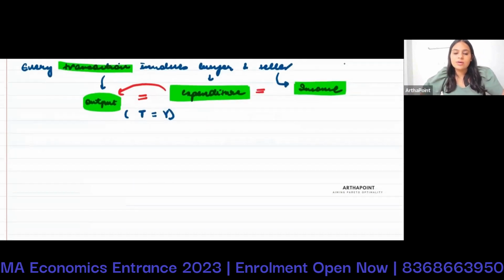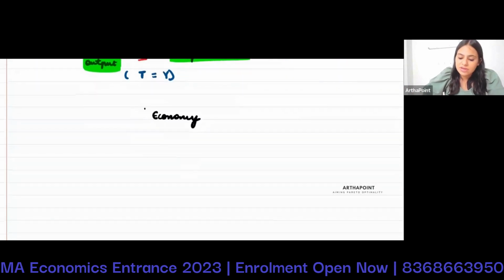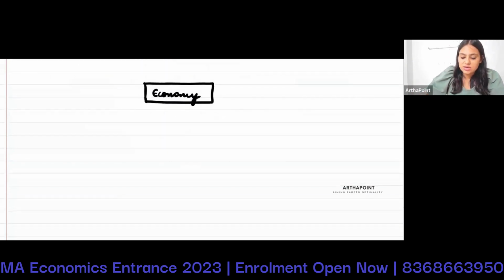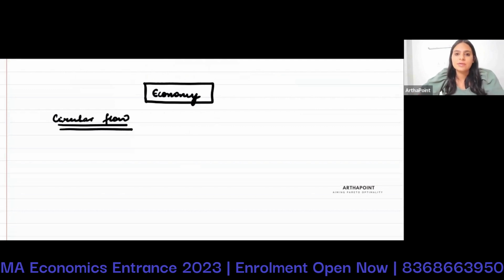Now, if we have to talk about economy, there can be various circular flows of economy. You would have seen the circular flow as 2 level, 3 level, 4 level. Let us take an example of a circular flow.